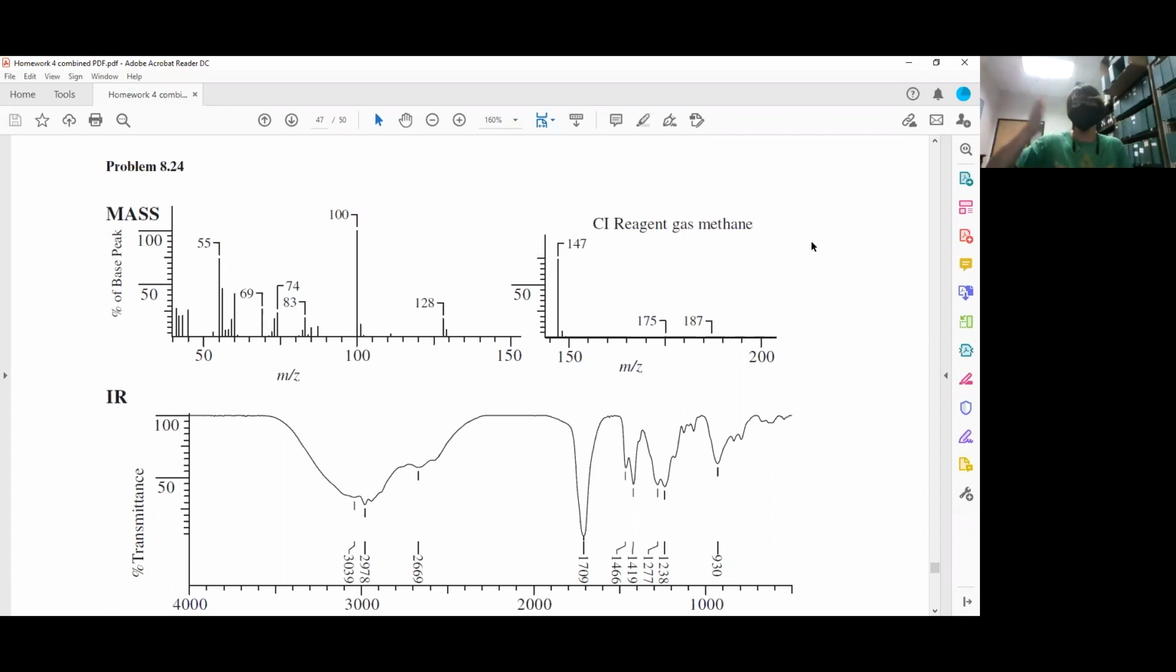So it's only +1. The other masses could either be coming from the gas or from other fragments that are formed by fragmentation. But the important one is this lowest peak in the chemical ionization mass spectrum, which is equivalent to M+1 with a charge, which means our mass that we're looking for is 146. And knowing that, does anyone have a molecular formula and a degrees of unsaturation for 146?